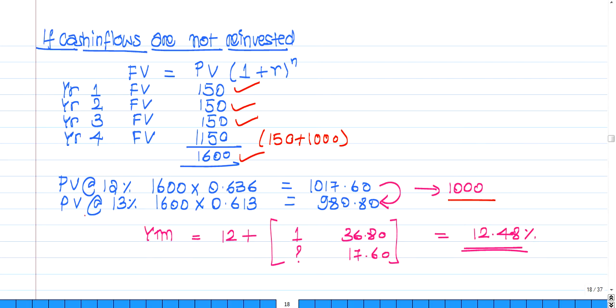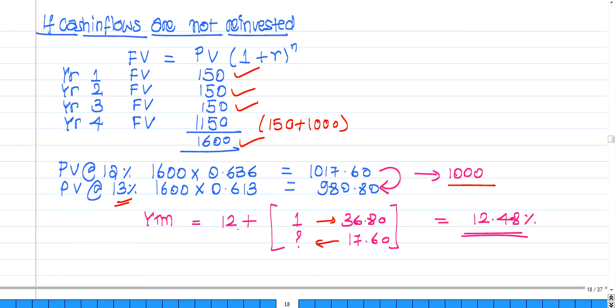Again we have to increase the discounting factor to 13%, 0.613, 980.80. So 12 plus 1 gives a difference of 36.80, that is 1017.6 minus 980.8. We have to stop at 1000. So 17.60, how much the discounting factor? That is 0.48. So 12 plus 0.48, 12.48%. That is the YTM.